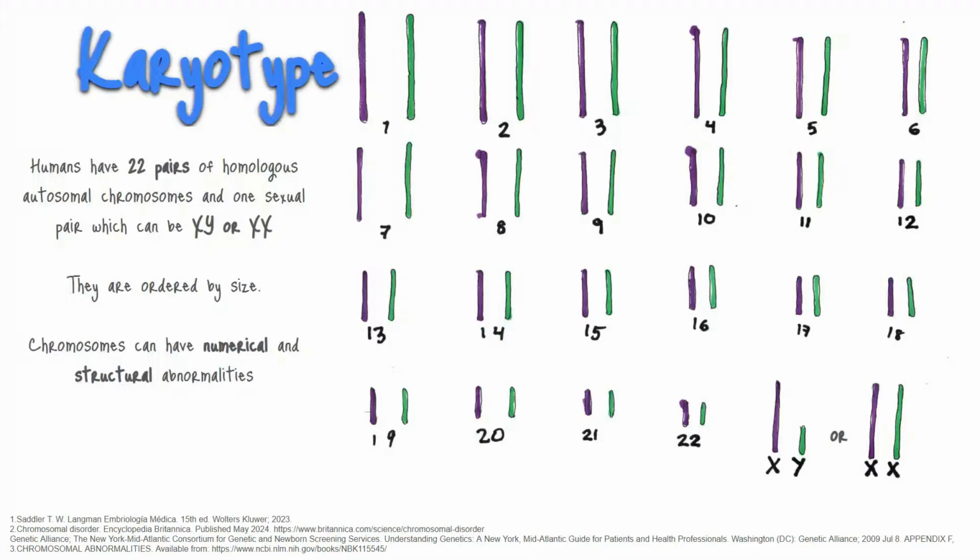Humans have 22 pairs of homologous autosomal chromosomes and one sexual pair, which can be XY or XX. XY for genetic males and XX for genetic females. Although sex is a little more complicated than that, that's out of the scope of this video. Chromosomes in the karyotype are ordered by size and they can have numerical and structural abnormalities.